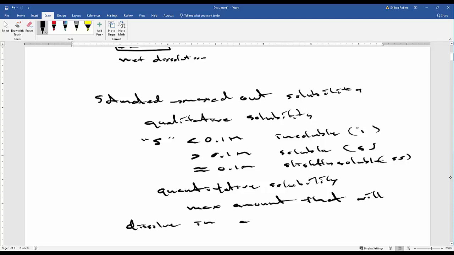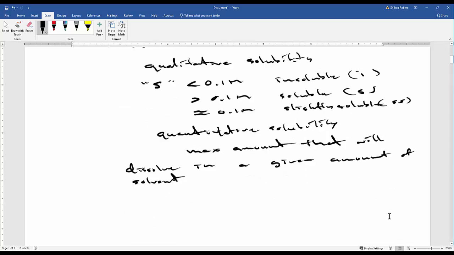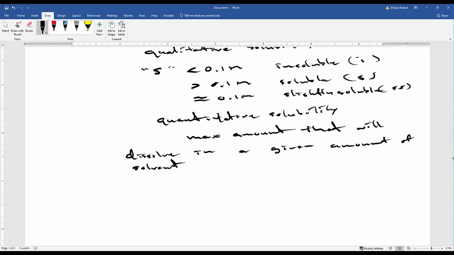In a given amount of solvent. You know, the typical units for this are grams per 100 milliliters of solvent.